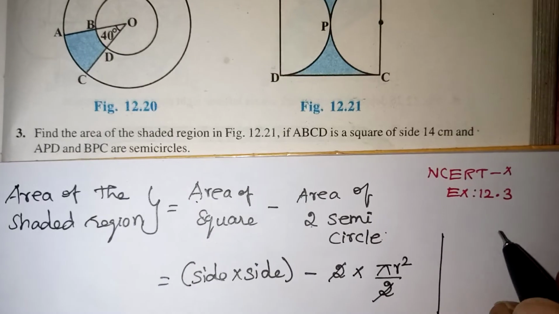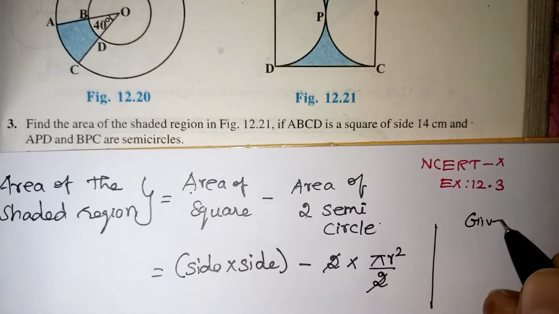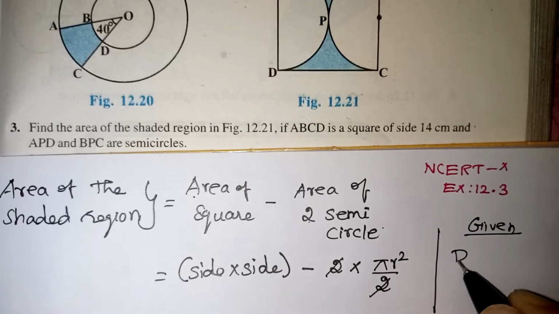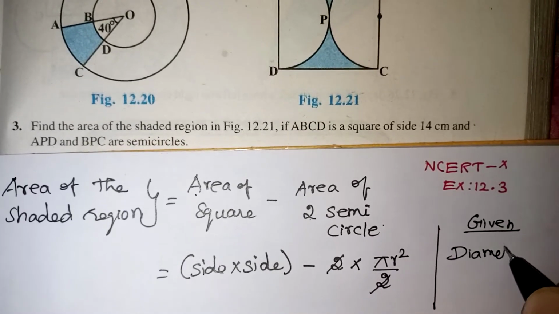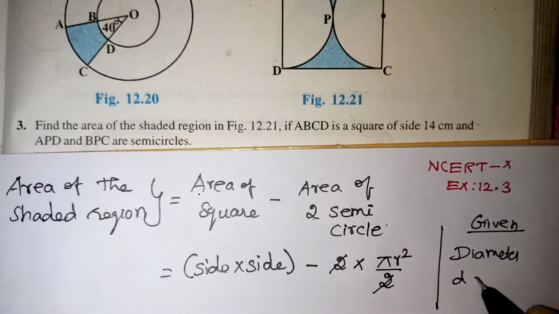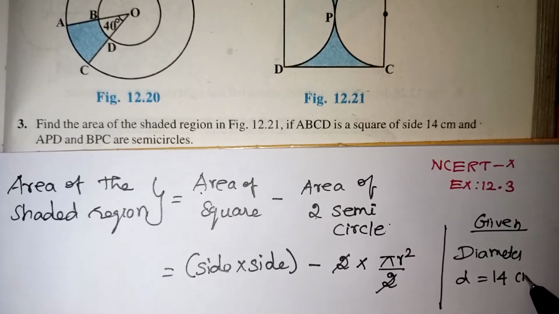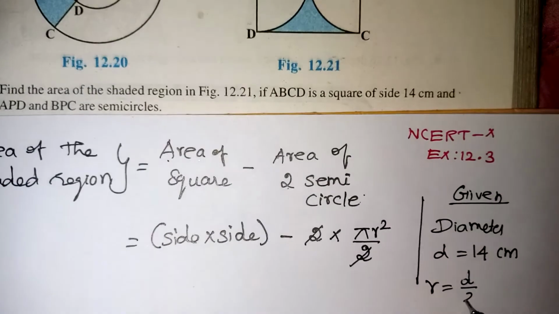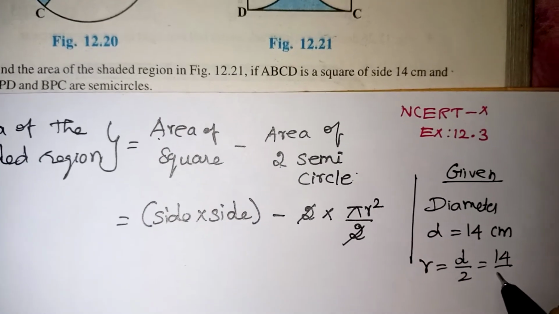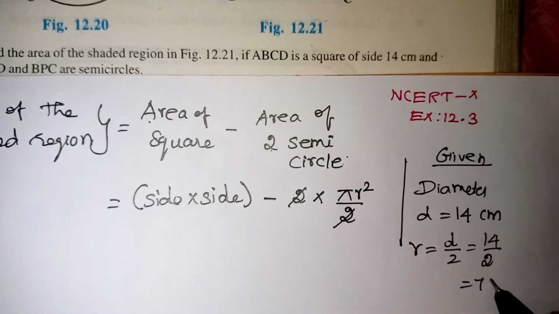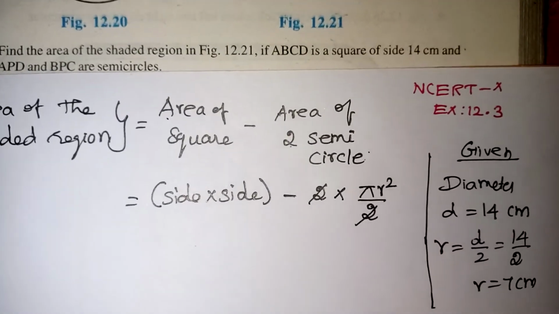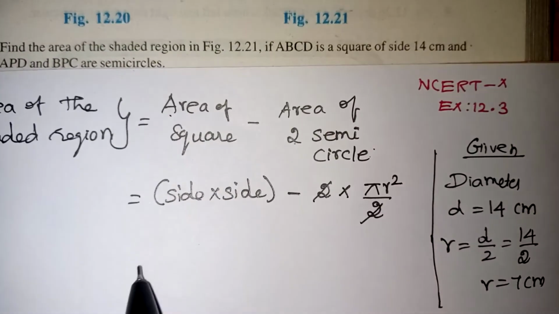So for the semicircle, these are all the given values. I am just writing here. Given for the semicircle, the diameter and the side are the same. So diameter is equal to 14 centimeter, given in the question. So radius is equal to diameter by 2. Diameter 14 divided by 2 is equal to 7 centimeter. So the radius of that semicircle is 7 centimeter. That is what we have to apply here.